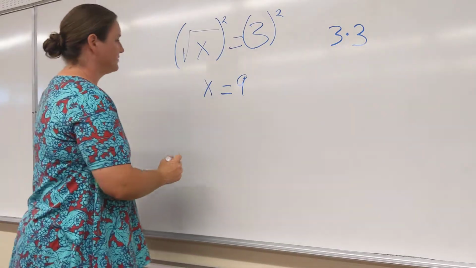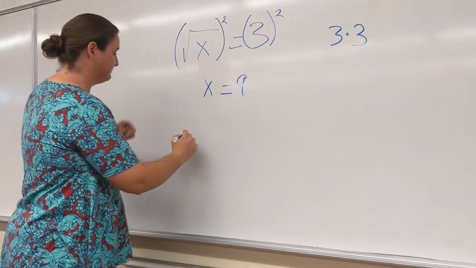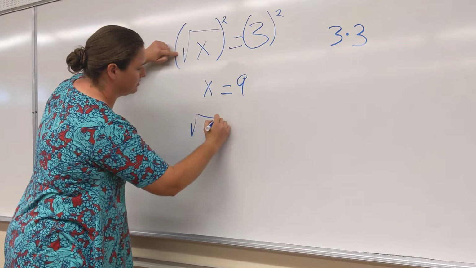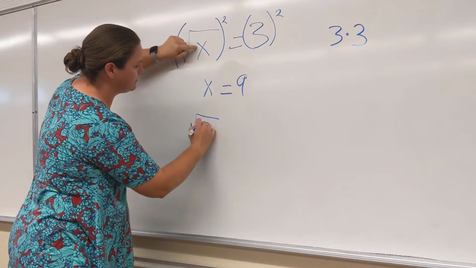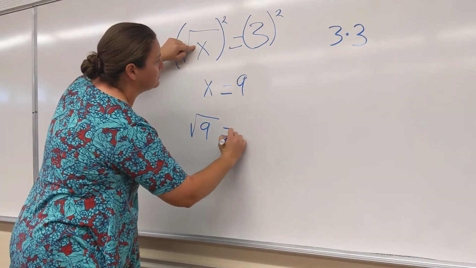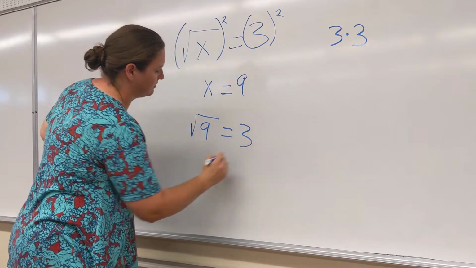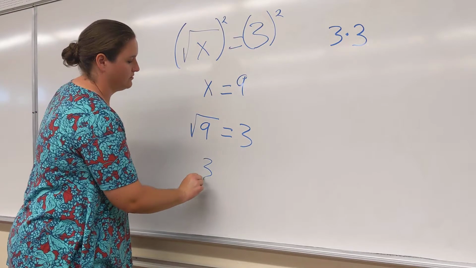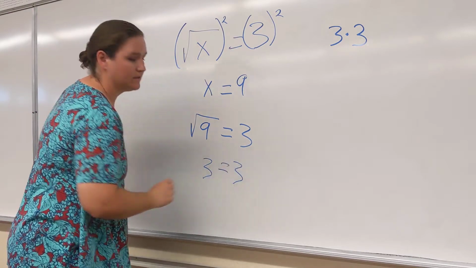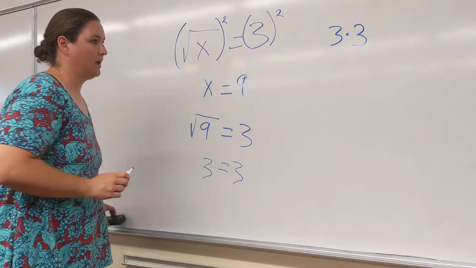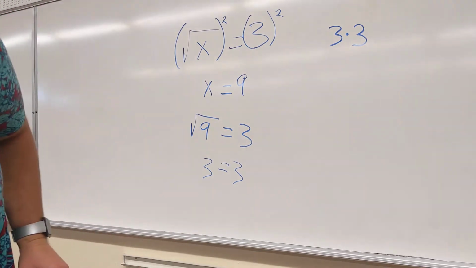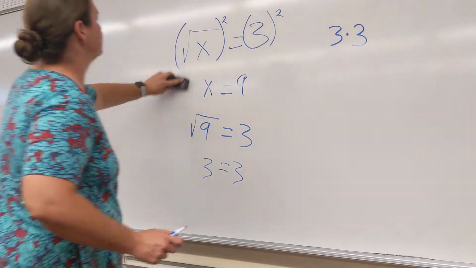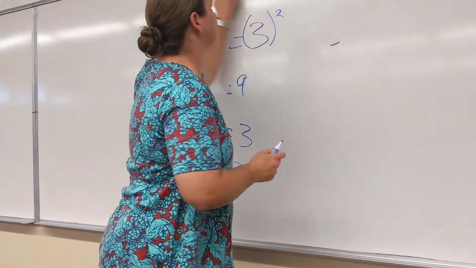Okay, so again, let's check it. We have our square root of x, which is 9, equals 3. What is the square root of 9? 3 is equal to 3. Okay, good. Now, let's try this other one here.